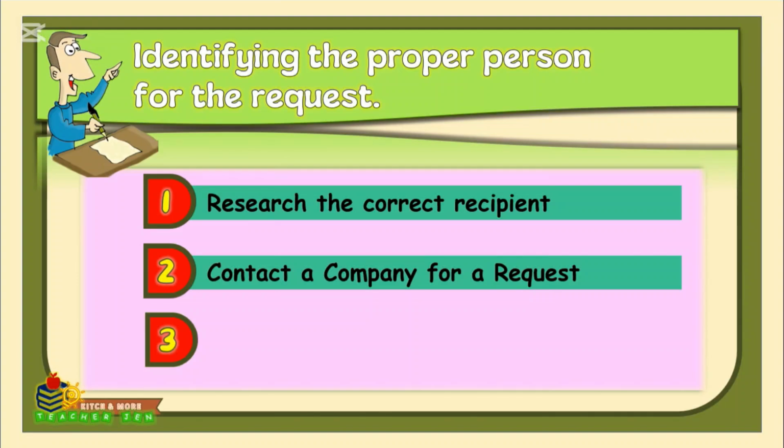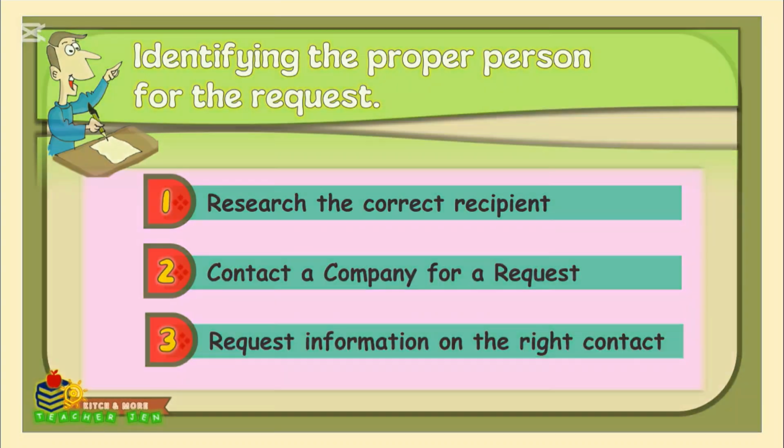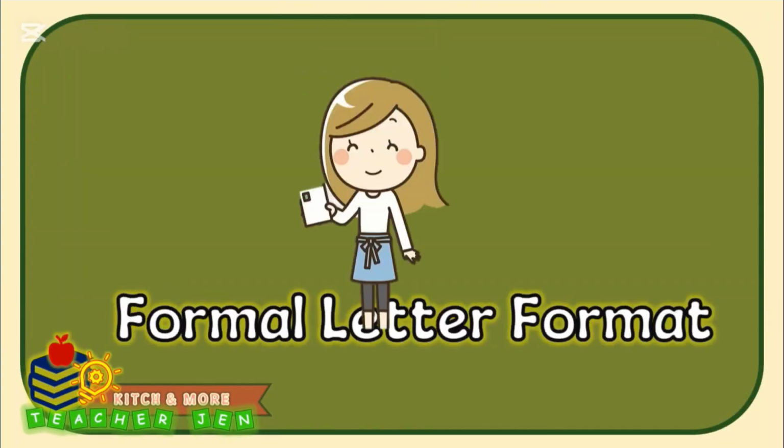Gather their full name, job title, office address, and phone number. Then lastly, request information on the right contact. If necessary, write a separate request letter to ask who to address. Always follow the proper format using appropriate titles and salutations. Let's proceed to formal letter format.